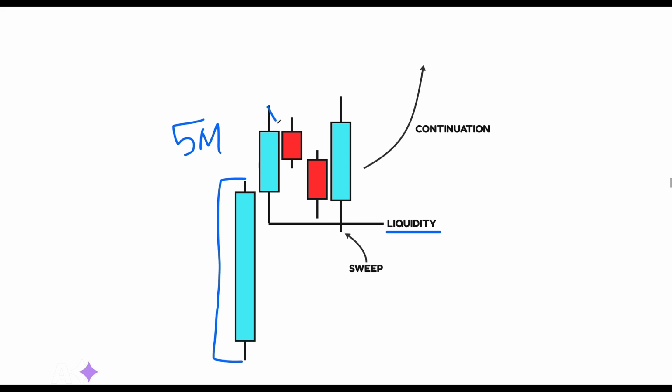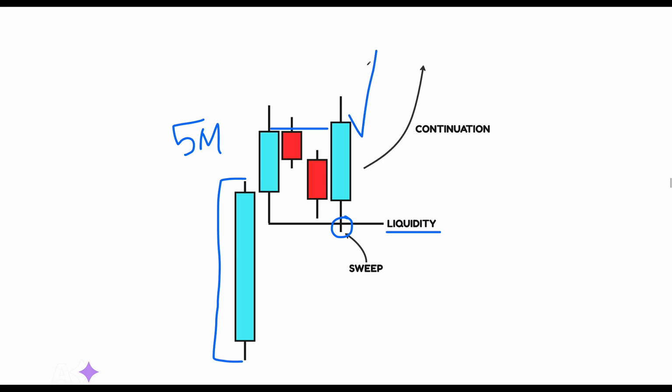So we have a 5-minute pullback, and we're finally starting to see a bullish candle here. I'm waiting for that bullish candle to close above the previous candles here, but more importantly, I want to see a liquidity sweep of the previous range or previous candles. So once we get that, we have the candle close up here.